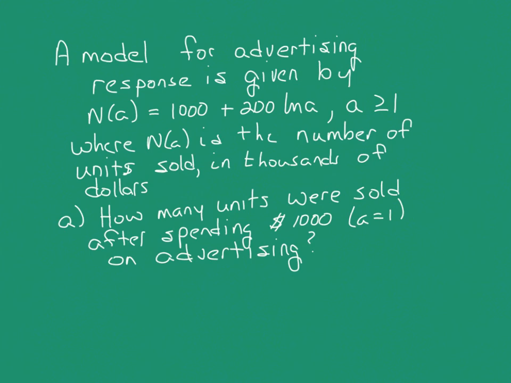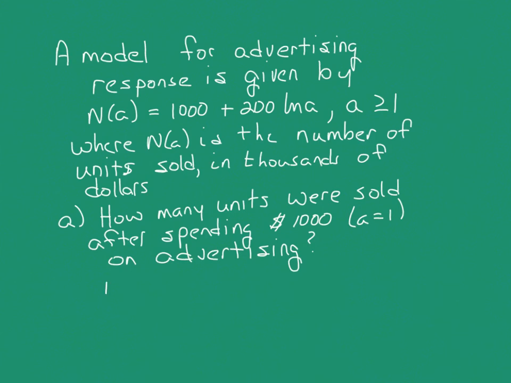All right, I didn't know I hit record, but this has been recording for a minute or so while I was writing it out. We have this problem. It says a model for advertising response is given by N of A equals 1,000 plus 200 times the natural log of A, where N of A is the number of units sold and A is the amount spent in thousands of dollars. How many units were sold after spending $1,000? In other words, A is equal to 1. If you spend $6,000, A is equal to 6.